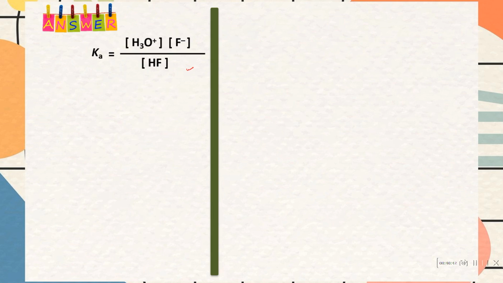Alright, next write the Ka expression. H2O is not included in the Ka expression. Substitute all the values according to the concentration at equilibrium, and also the value of Ka.